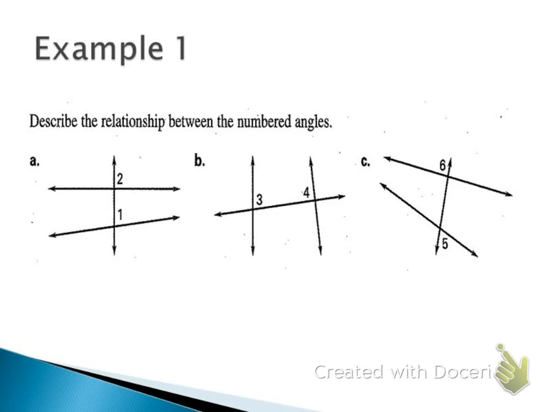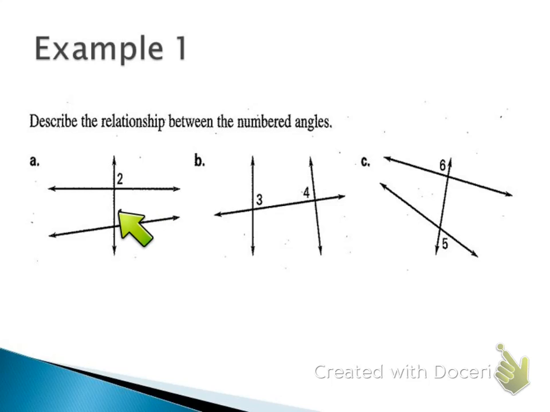Alright, so part A, we're supposed to describe how 1 and 2 are related. I always like to decide if they're on the same side of the transversal or opposite sides of the transversal. If it's opposites, that makes it a little easier. You'll use one of the alternates. If they're on the same side, you'll use same side or corresponding. So, any ideas on part A? So it looks like if you look at the intersection points, they're both to the upper right of the intersection points. They're kind of like in the same position.